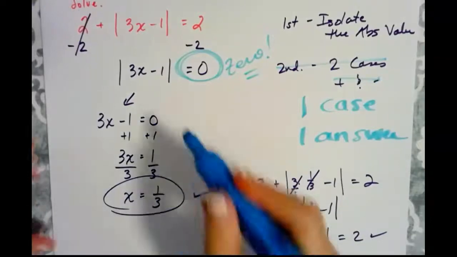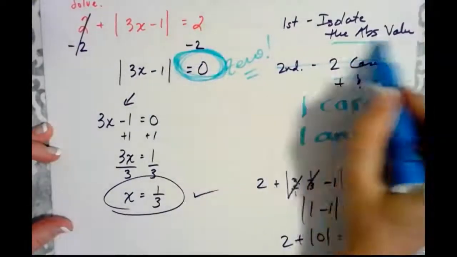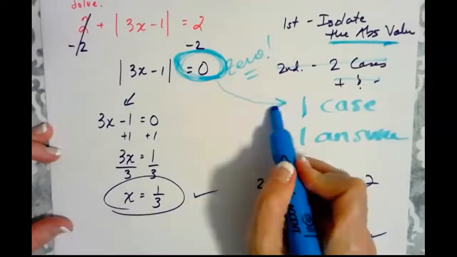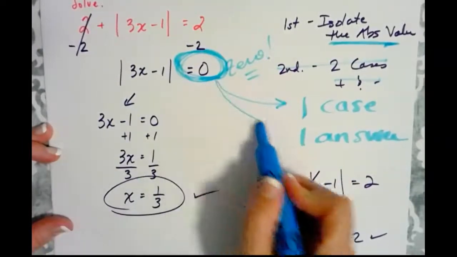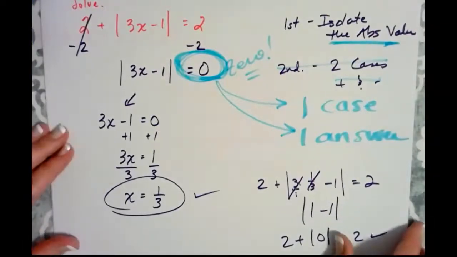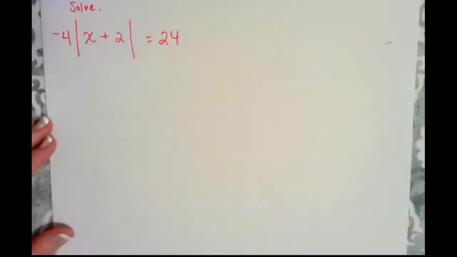So very quickly, whenever we isolate our absolute value and it becomes set equal to 0, that is going to lead to one case with only one answer. So that's the time where we only get one answer.